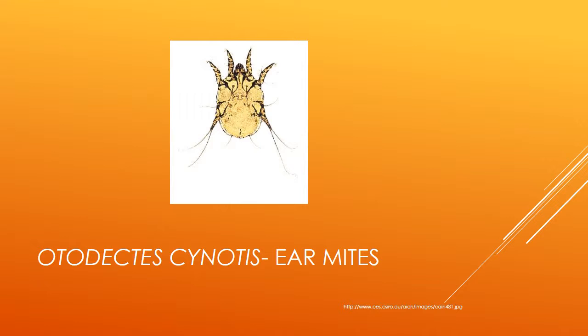Last topic I'm going to talk about is mites. Now there's different types of mites. First, a very common thing, ear mites, Otodectes cynotis. The ear mites, you find them a lot in the external ear cavity. They cause itching. A lot of cats get them.